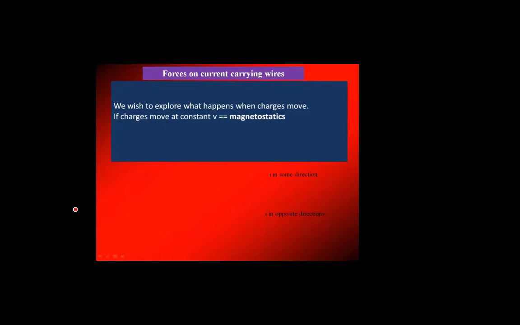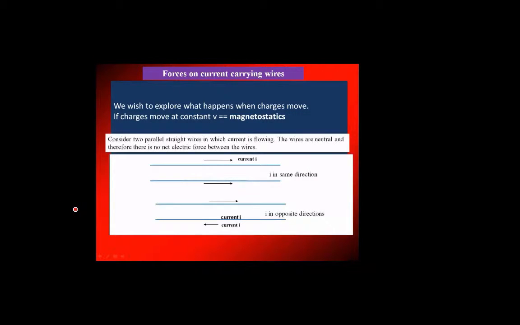So generally the B fields, the magnetic fields, are not changing in time, and particles, at least their speed, is constant. So let's start with just the simplest case to get us a feel for what's going on. Suppose we have two parallel wires shown here, and current is flowing in the wires. So that means that charge is moving, and that's really important. The wires are neutral, so there is no net electric force between the wires.